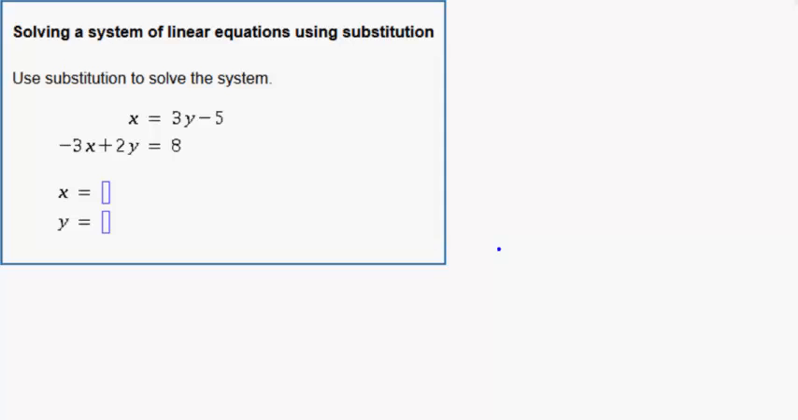This video is on solving a system of linear equations using substitution. There are two ways to solve systems of linear equations algebraically. One is using substitution, and the other is using elimination. And it's really up to you which one you want to choose.